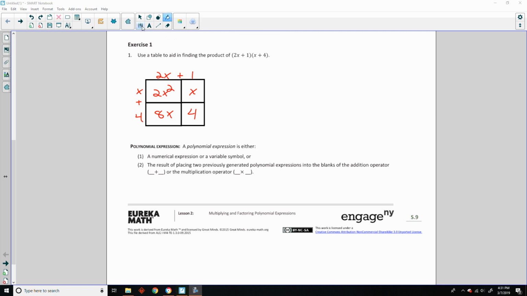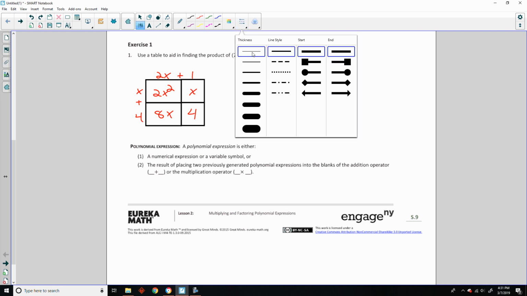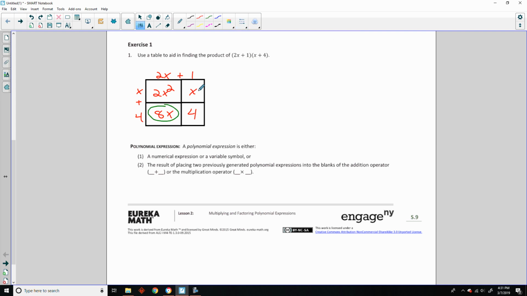And so now we have, let me change colors here. This term and this term are like terms. So my answer is going to be my squared term first. My combined like terms, 8x plus 1x is 9x. And then my constant by itself. So the answer is 2x squared plus 9x plus 4.